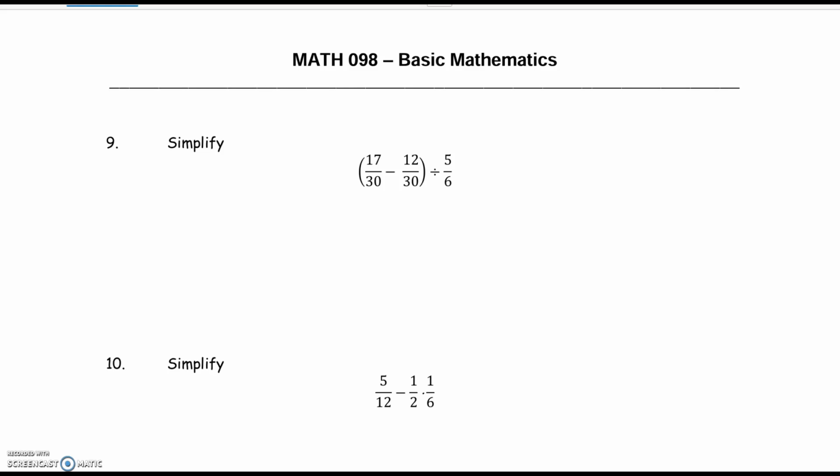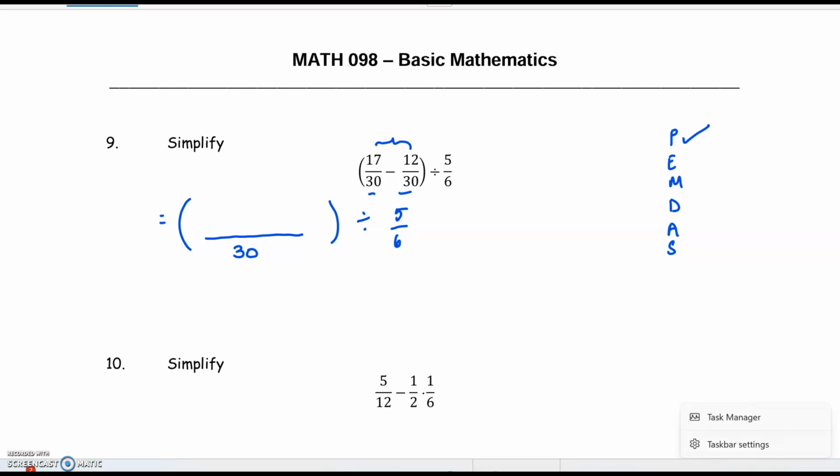Here is another problem where we have to apply PEMDAS, order of operation. Parentheses first, which means look inside the parentheses and see how you can simplify inside parentheses. Notice it is subtraction of fractions, and they're luckily like fractions. So we have a common denominator, which is 30.